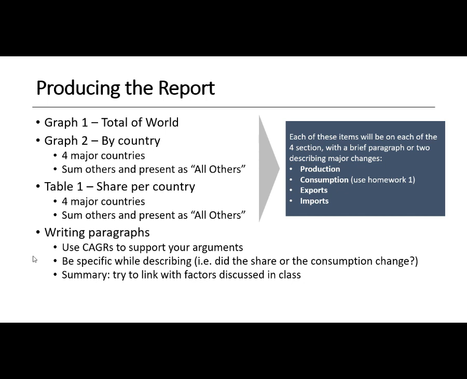And be also specific while describing. A growth in the share of production is different than a growth in production. Okay, a country can have a growth in production, but because other countries grew more, its share can actually decrease. So be specific in your writing. Okay, and finally, the fifth section is a brief summary, just discussing what happened overall with these commodity trades. Okay, and try to link that with factors discussed in class. I think that's useful. Again, you don't need to just repeat everything you said or copy and paste a bunch of sentences. We just want a quick one paragraph.